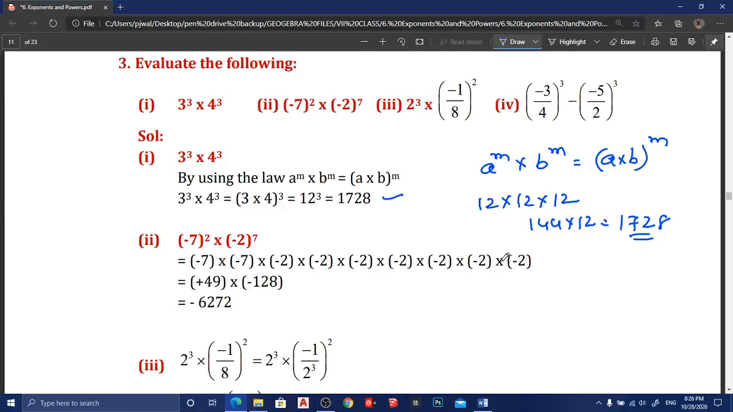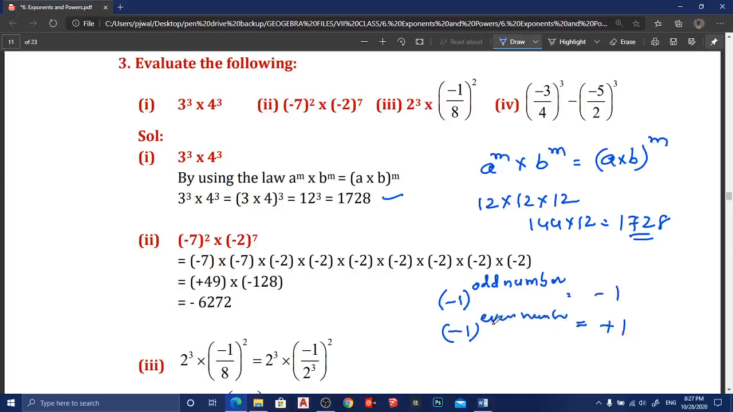And here you are multiplying 2 how many times? 7 times. You know 7 is an odd number. Odd power means negative terms. If you are multiplying negative numbers an odd number of times, you will always get a negative sign. You know this formula: minus 1 to the power of an odd number is equal to minus 1 only, and minus 1 to the power of an even number you will get plus 1.